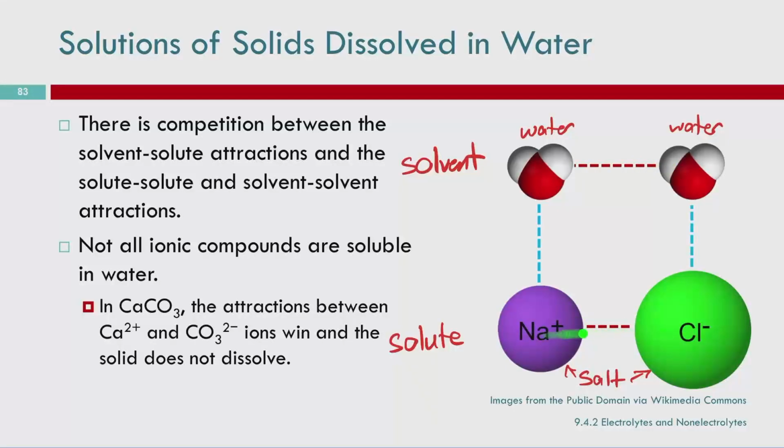If the sodium and the chloride like each other a lot, then the water will not be able to pull them apart. The sodium and the chloride will be inseparable. And that happens sometimes. Not with sodium chloride, but it happens with other compounds. So if the solvent-solute interactions are stronger, it dissolves.